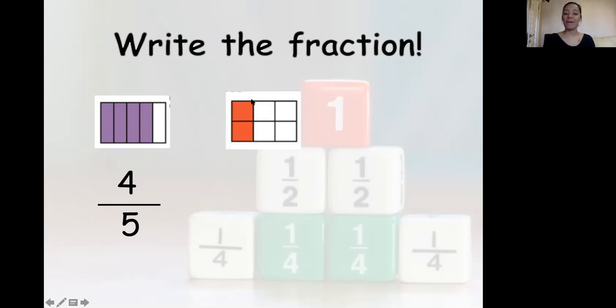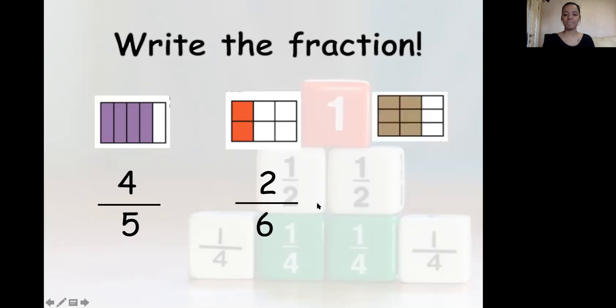Here we have now another bar. Let's count how many total pieces. 1, 2, 3, 4, 5, 6. So the 6 goes at the bottom, and there are 2 pieces that are colored. 1, 2. So the 2 goes at the top, okay?